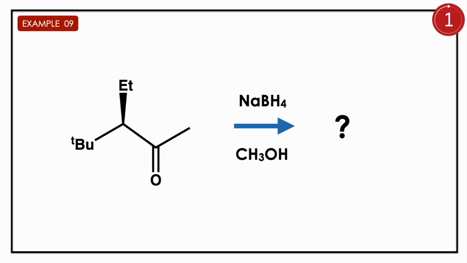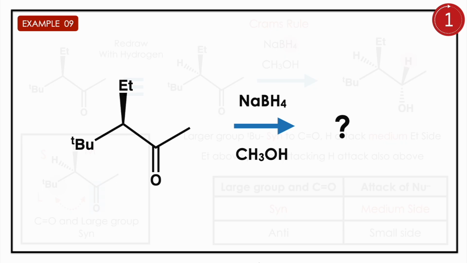Then the next example, here you have a ketone. One side you have a methyl group, another side you have ethyl and tertiary butyl. Ethyl is above the plane. You are using sodium borohydride in methanol. You should find what will be the final product.